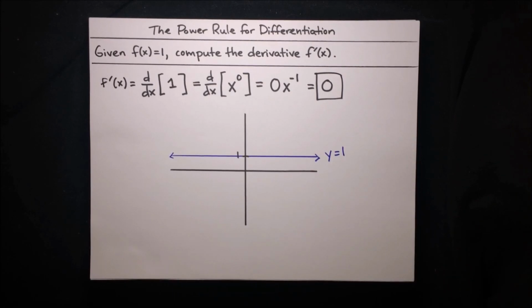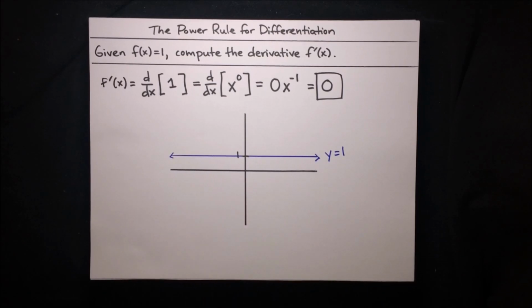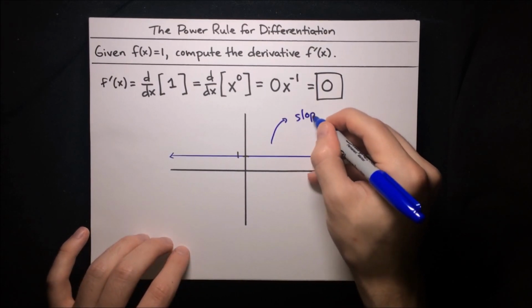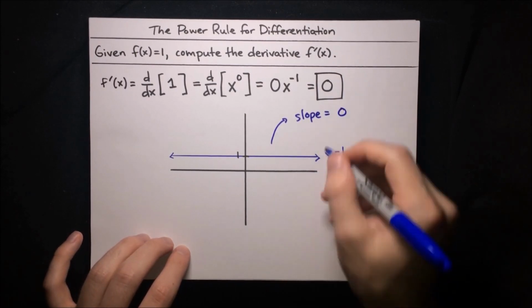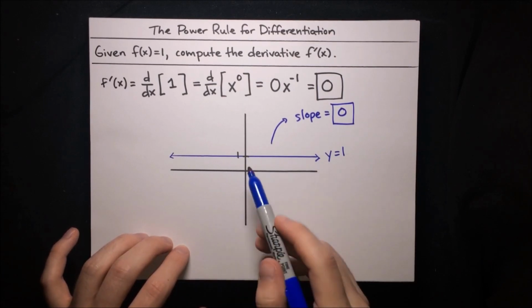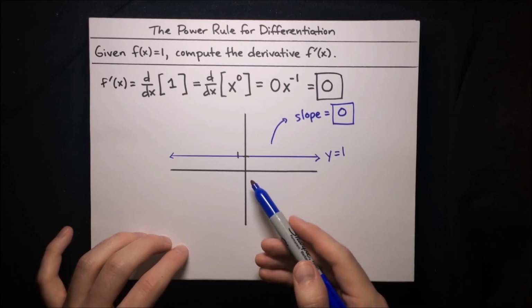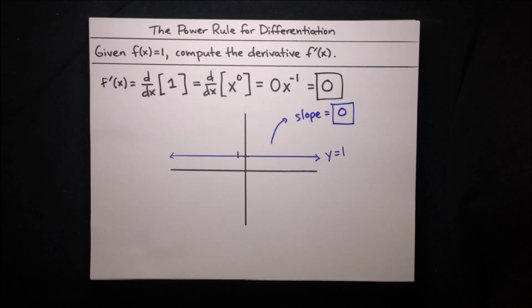What the derivative of this graph really means is just what is the slope of this graph. And well, this is just a flat horizontal line, so its slope is 0. It doesn't rise at all. And that leads us to an equivalent result. Slope equals 0. So derivative equals 0. As we'll see in the future, you can also extend this argument to say that the derivative of any constant is 0, because the graph of y equals a constant is always just a horizontal line, no matter what that constant is.